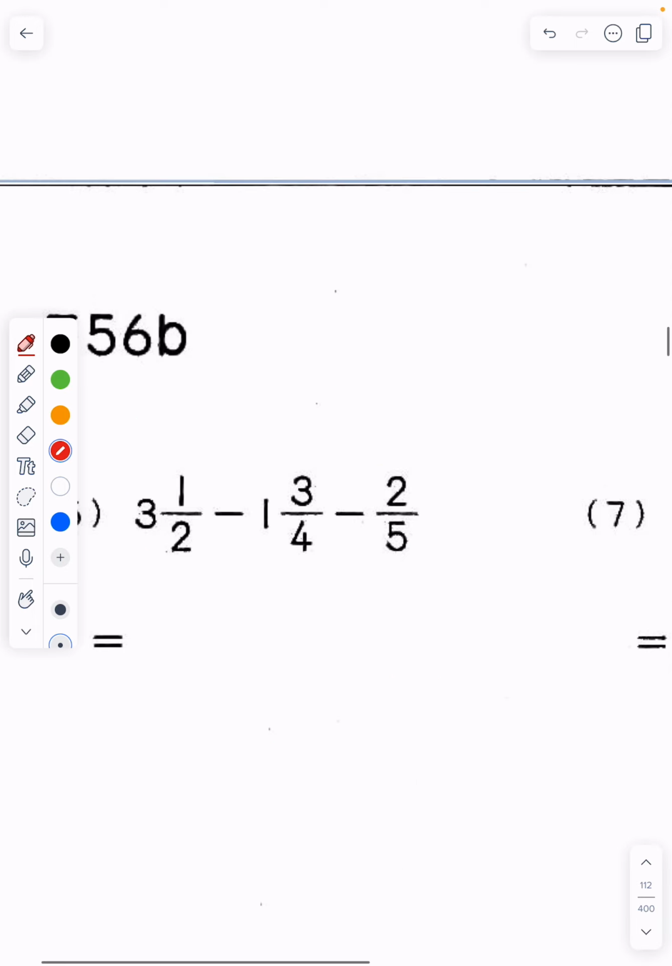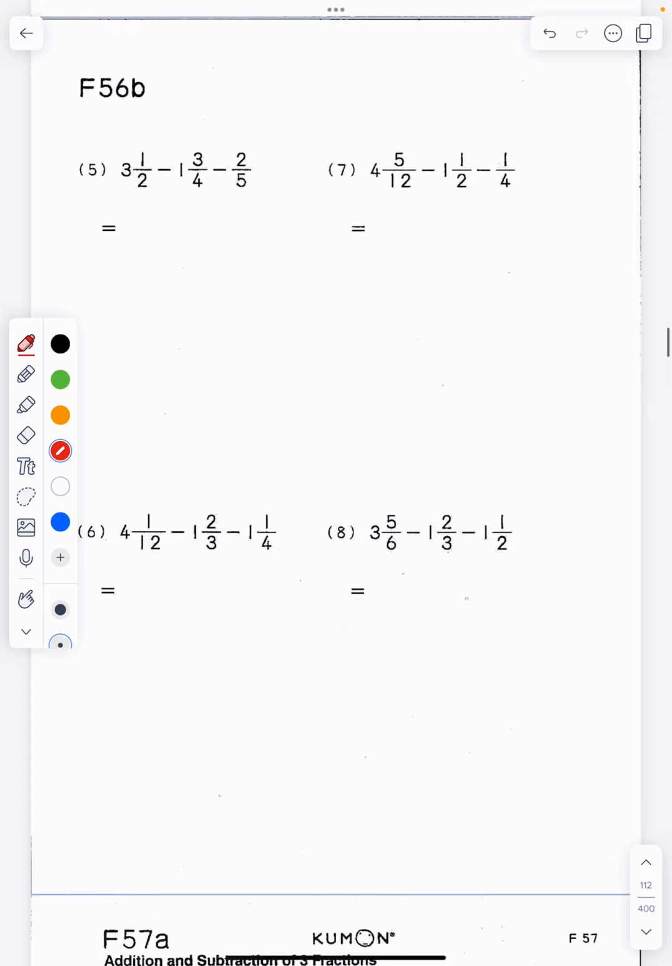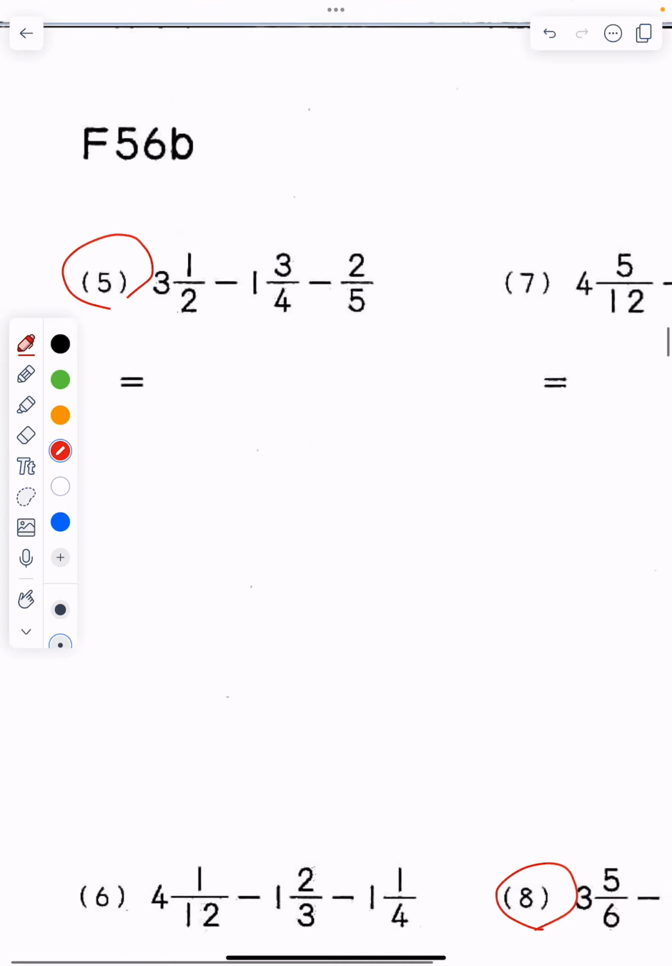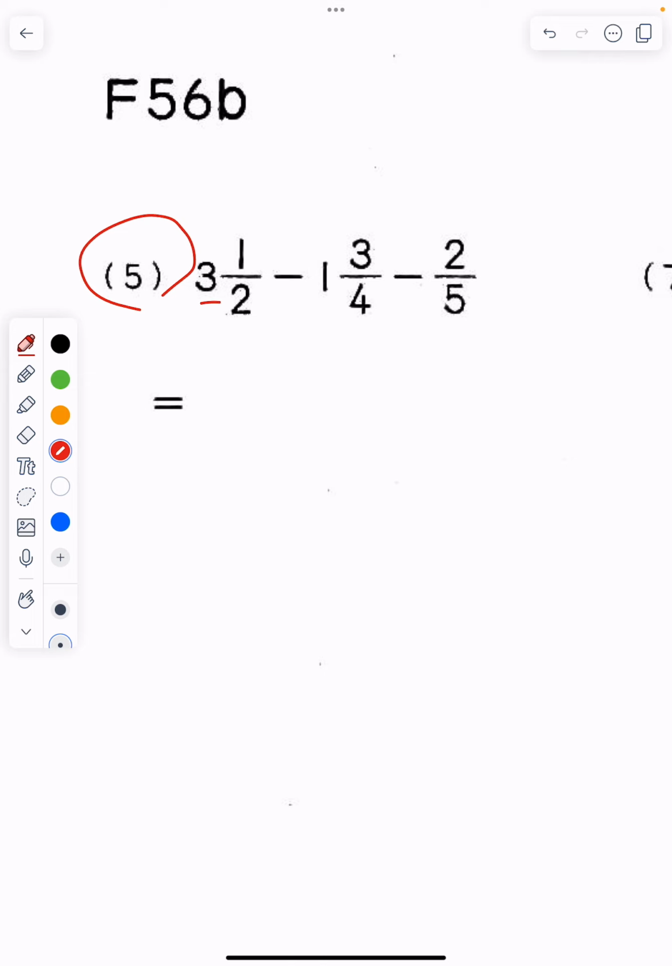Okay? All right, so let's work on page number 56B. We're going to do questions number 5 and 8 together. Number 5: we see that the whole number is 3 here, and this is 1 over here. The LCM for 2, 4, and 5 should be 20. Now this becomes 3 and 10 over 20, minus 1 and 15 over 20, minus 8 over 20.